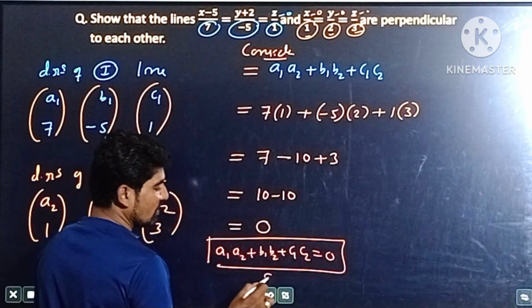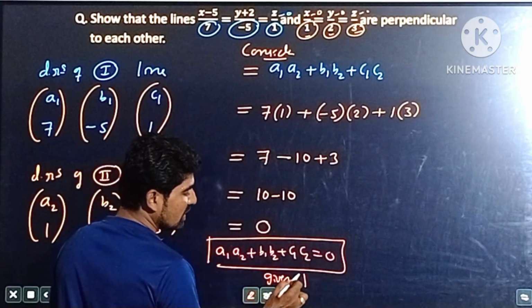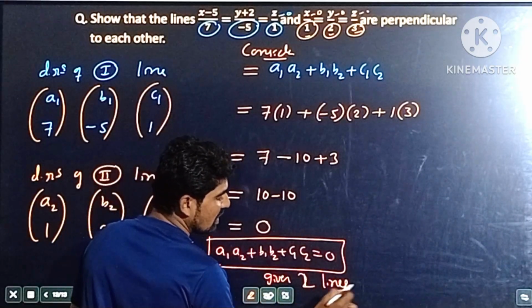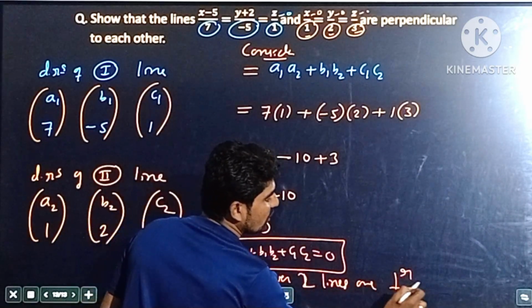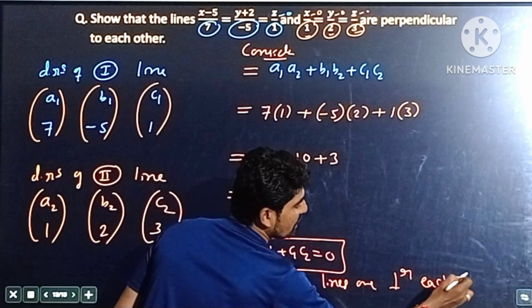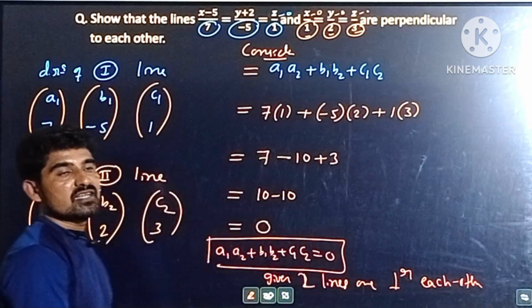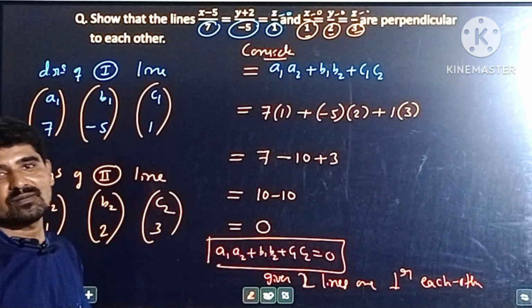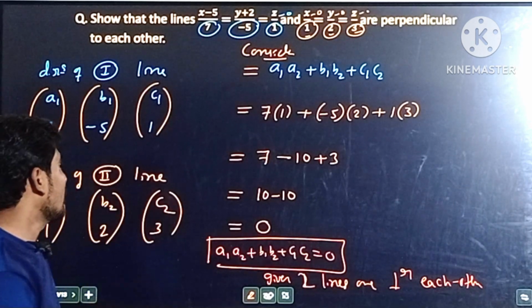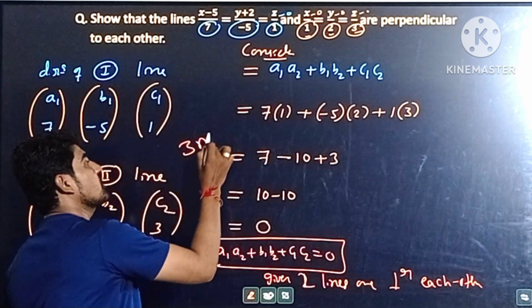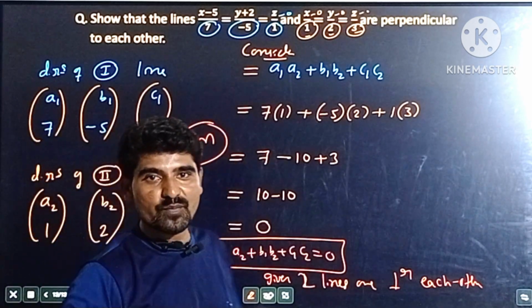It means the given two lines are perpendicular to each other. This is what we needed to prove in this question. I hope all of you understood. And one more thing, this question is also asked in your annual examination for 3 marks, one of the important questions.